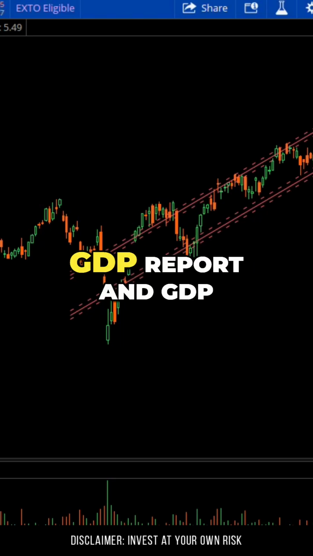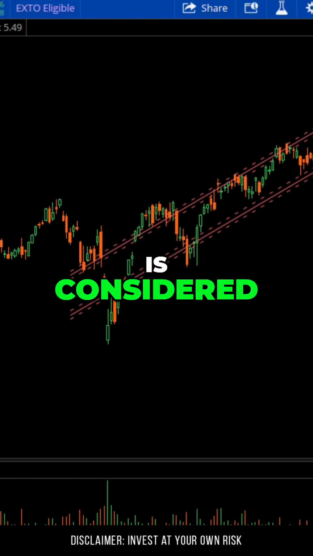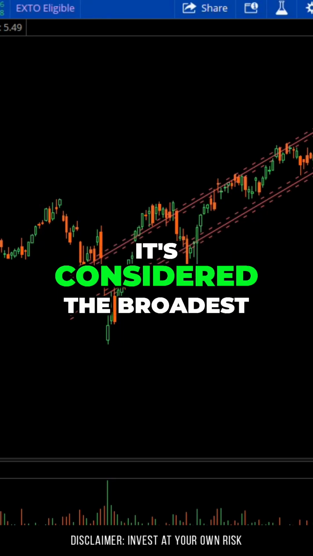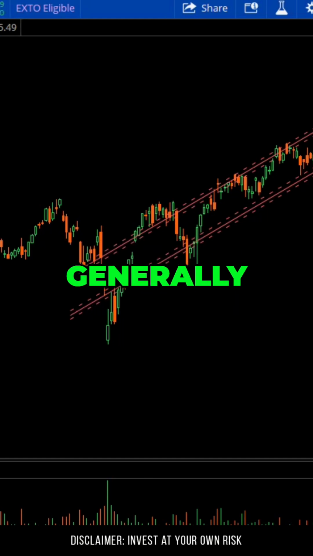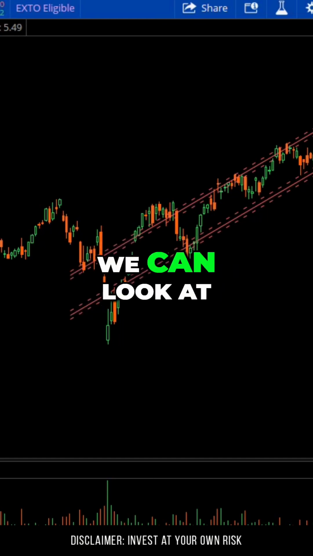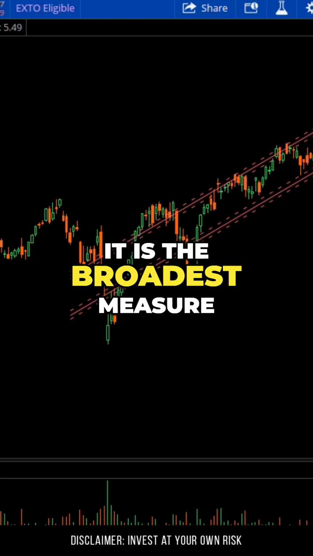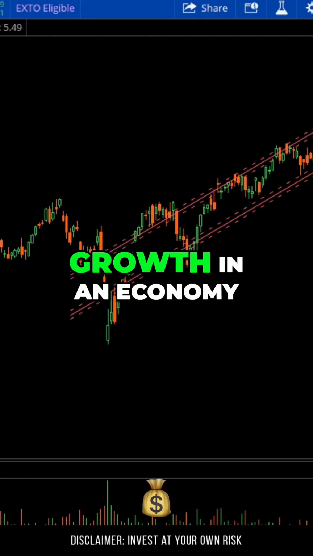So today we saw the GDP report, and GDP, gross domestic product, is considered the broadest measure of economic health and growth generally. And I say generally because there are areas we can look at to dive deeper, but it is the broadest measure, the cleanest measure of growth in an economy.